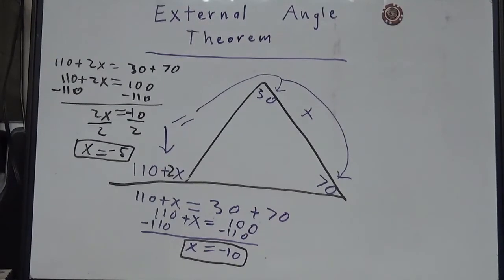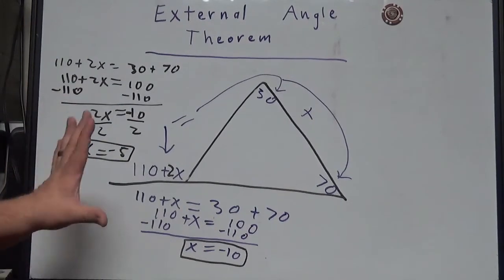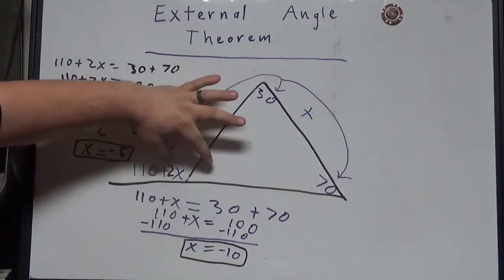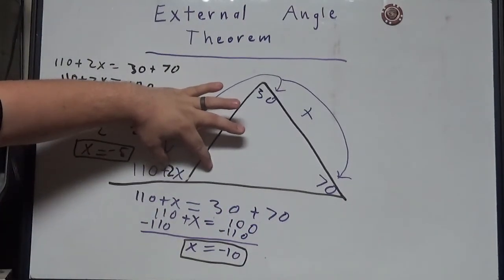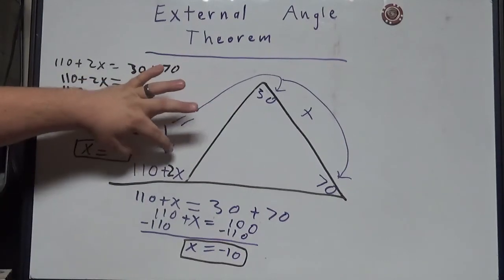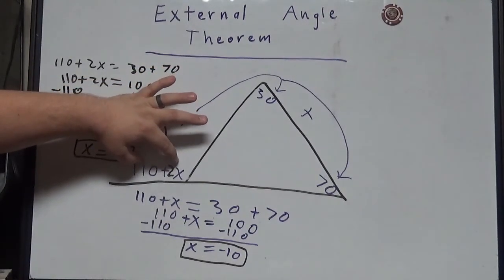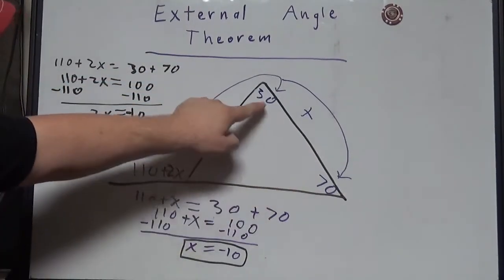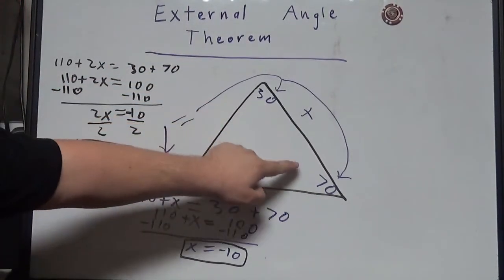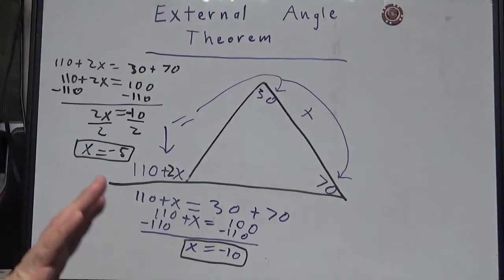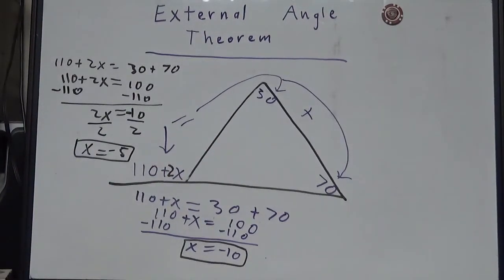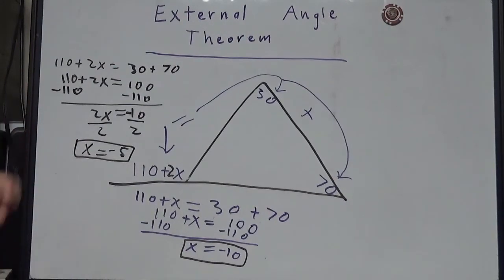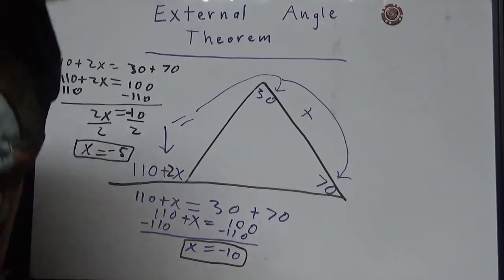Use what you know, which is that there are 180 degrees inside a triangle. These two angles equal 180 degrees. Therefore, whatever's outside the triangle, the external angle, equals the sum of the other two angles. Keep that in mind. This external angle theorem that looks complicated is actually not that complicated.